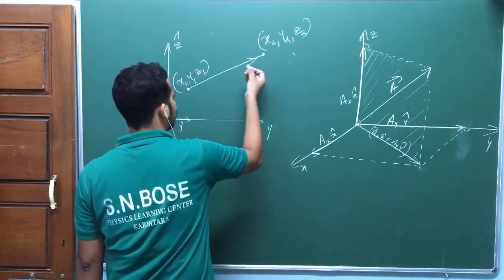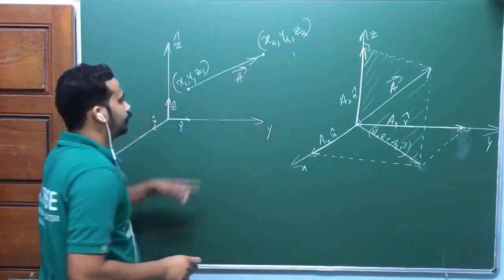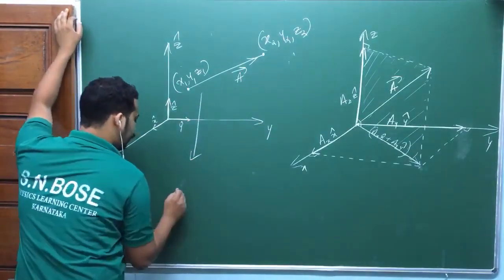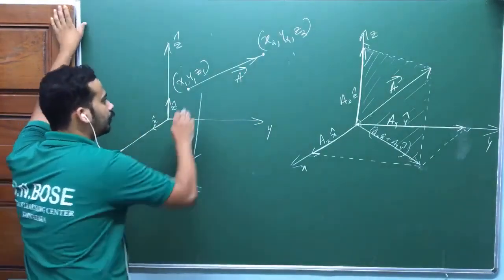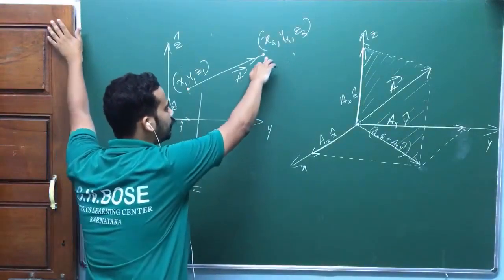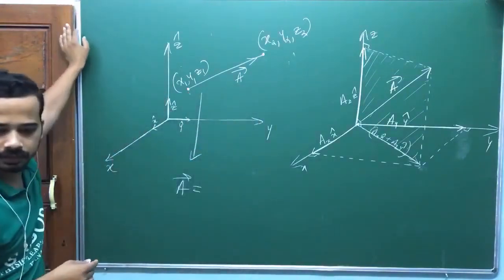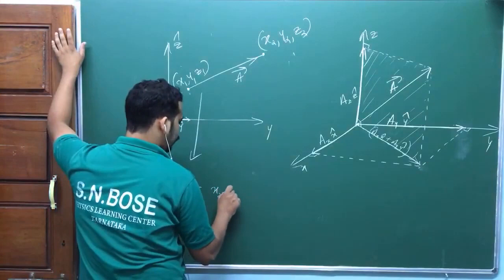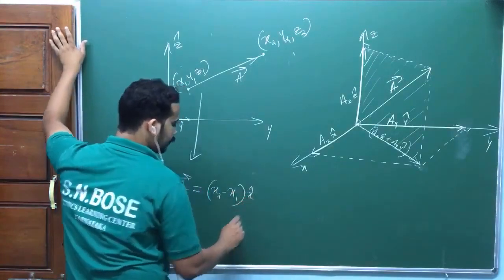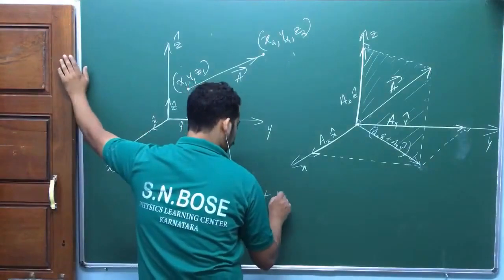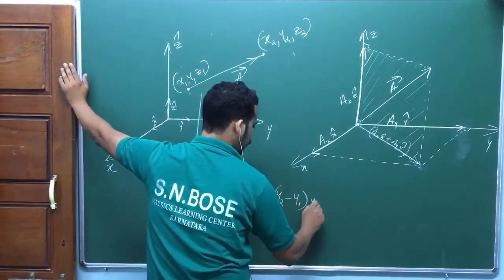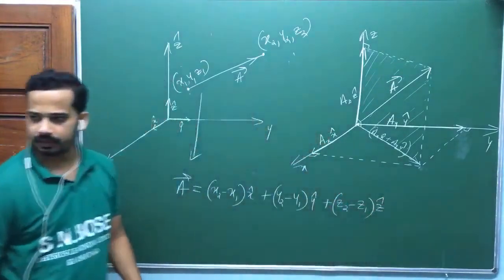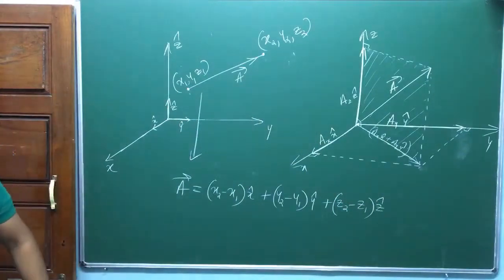Let me call it vector A. How do you draw this vector? How do you write that vector? You know the coordinate of its tail, and the coordinate of the head of the vector. Then how do you write the vector? Can anyone quickly tell me? It is x2 minus x1 into x cap, plus y2 minus y1 into y cap, plus z2 minus z1 into z cap. I hope you know this fact. That's required.